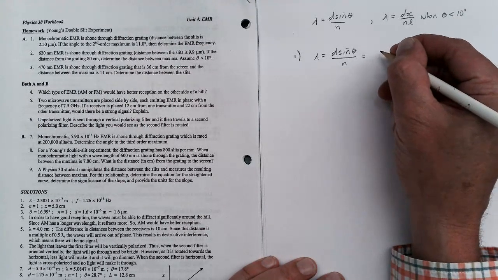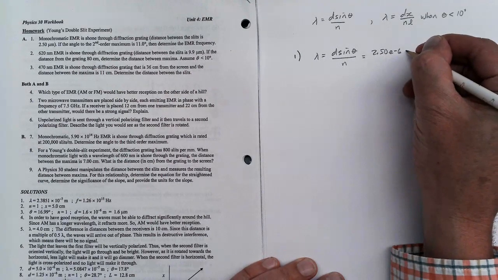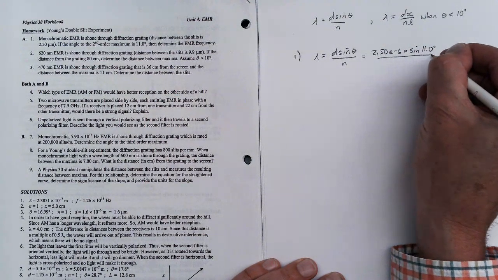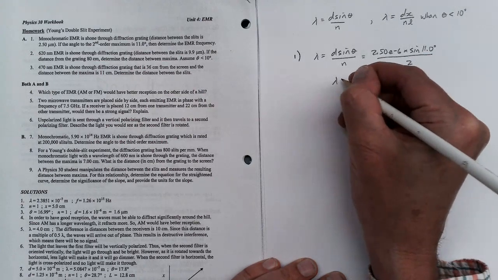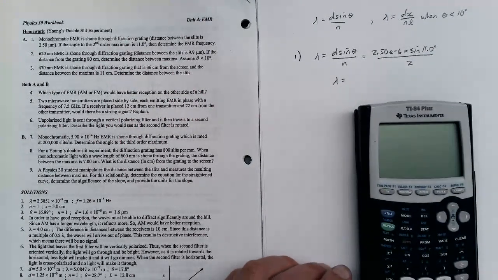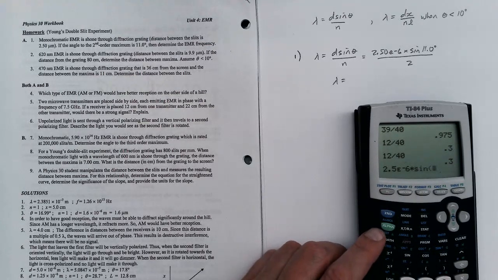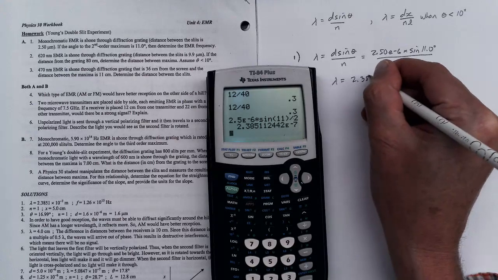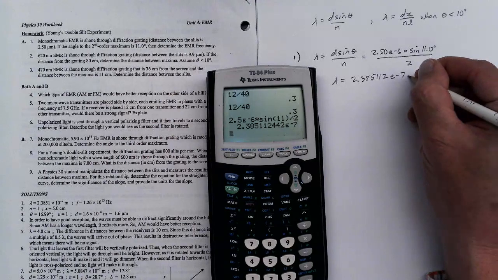Well, I have the following: 2.5 micrometers, multiply that by sine of 11 degrees and divide that by n, which is a second order maximum, so n would be 2. And the calculation. All right, I get this: 2.385112 e negative 7. Now that would be the wavelength.